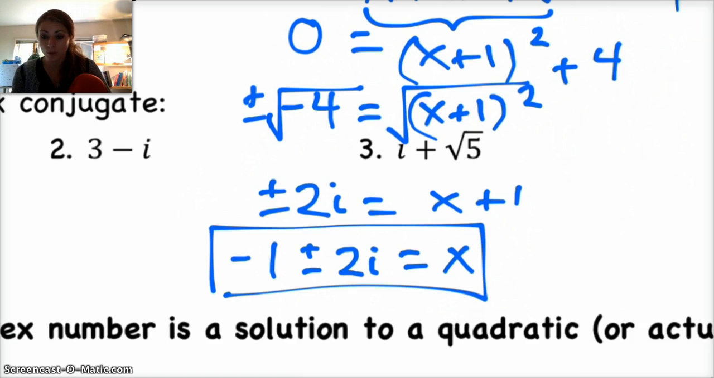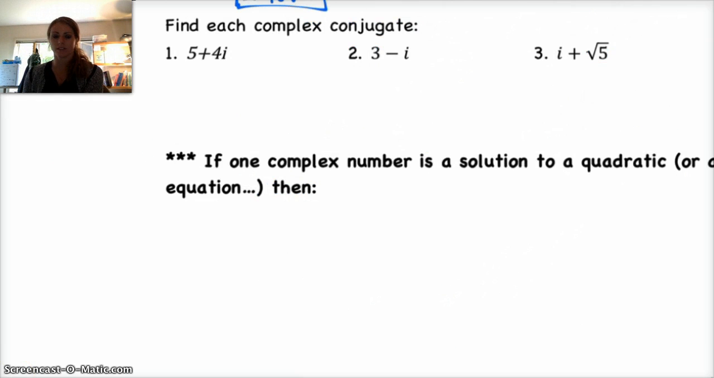Okay, so my two solutions to this equation are negative 1 plus 2i and negative 1 minus 2i. I don't know if you noticed, but it just so happens that those two answers are complex conjugates of each other. Negative 1 plus 2i and negative 1 minus 2i. So that's cool. Coincidence? I think not. Next ones are pretty simple.